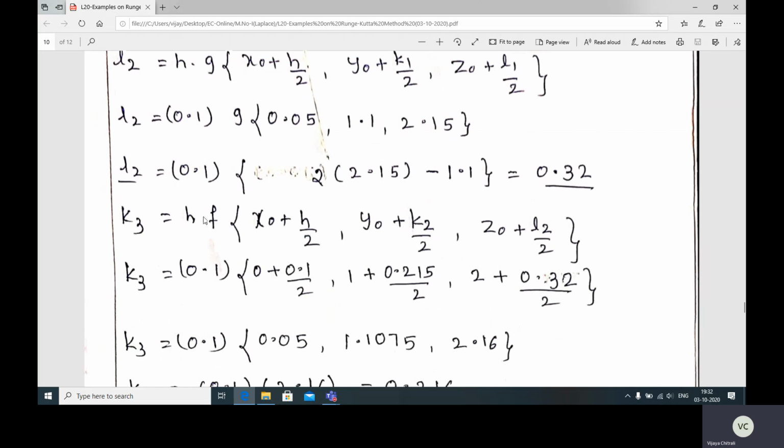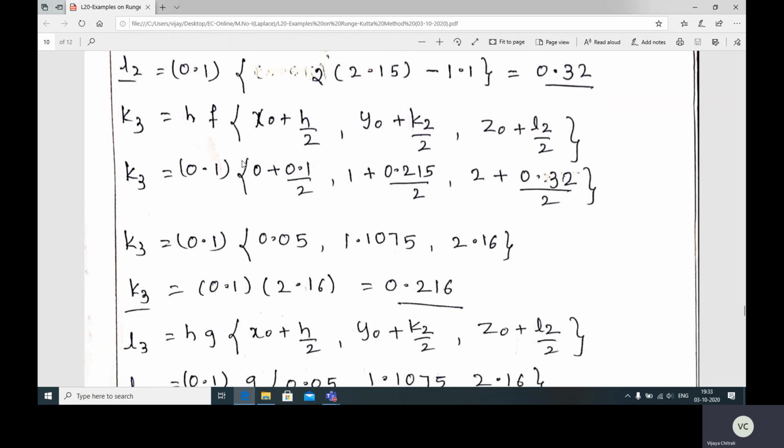Now calculate, sorry, K3. K3 is equal to h into f of x naught plus h by 2, y naught plus k2 by 2, z naught plus L2 by 2. X naught is 0, h is 0.1, 0 plus 0.1 divided by 2. Y naught is 1, k2 is 0.215, 1 plus 0.215 divided by 2. Z naught is 2 plus L2 is 0.32 divided by 2. So calculate, we'll get this x naught plus h by 2 as 0.05, y naught plus k2 by 2 as 1.1075, z naught plus L2 by 2 as 2.16.